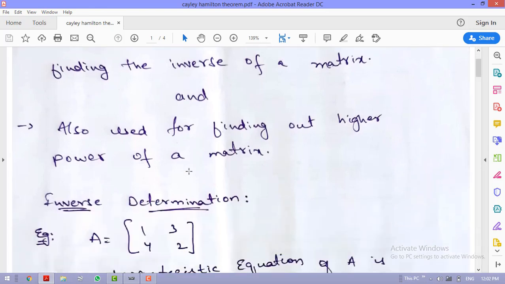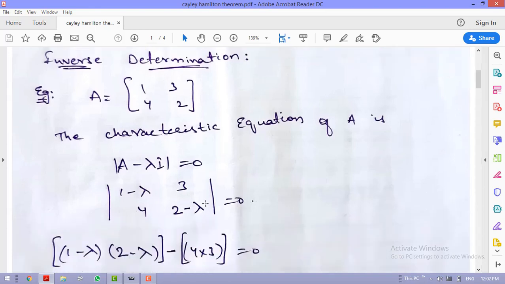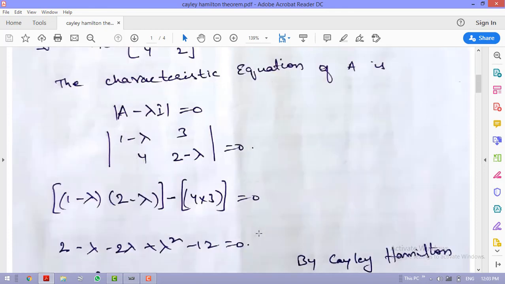So let us see an example for inverse determination. Let A equal 1, 3, 4, 2. First you have to see the procedure to find the inverse of a matrix by using the Cayley-Hamilton theorem. The characteristic equation of this matrix will be determinant of A minus lambda I equal to 0. I'm using the same procedure we used before to find the eigenvalues. It is nothing but A into D minus B into C, so it is (1 minus lambda) into (2 minus lambda) minus 4 into 3 equals 0.